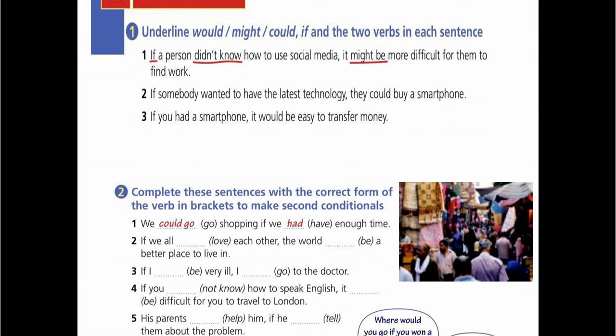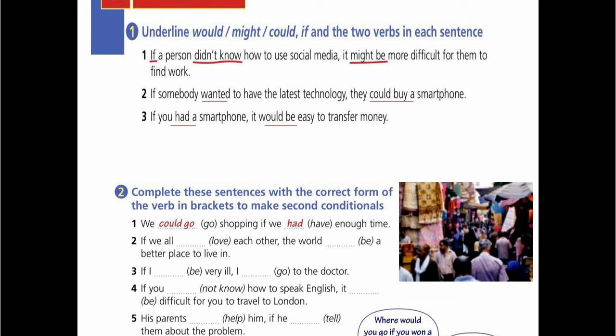What about the second sentence? If somebody wanted to have the latest technology, they could buy a smartphone. We underline wanted, which is the verb in past simple, and could buy, could plus the verb infinitive. And number 3, had, which is the past simple verb have, and in the result clause would be. Good.